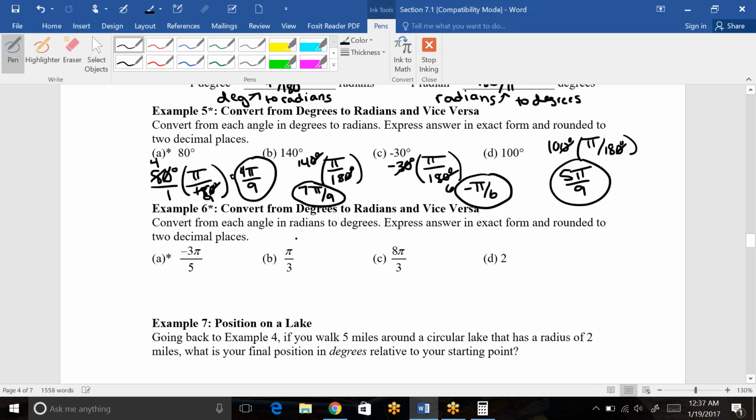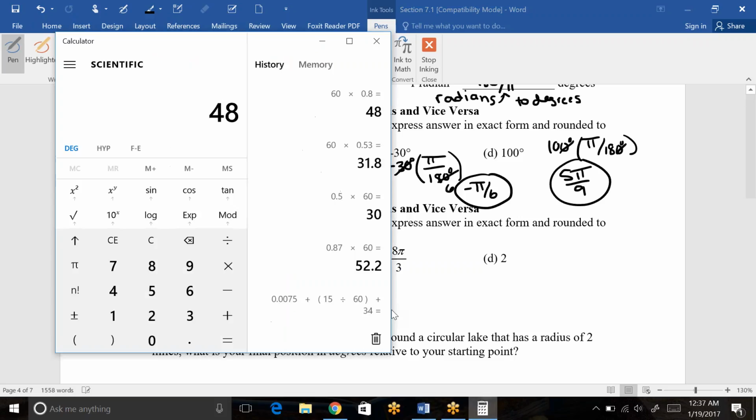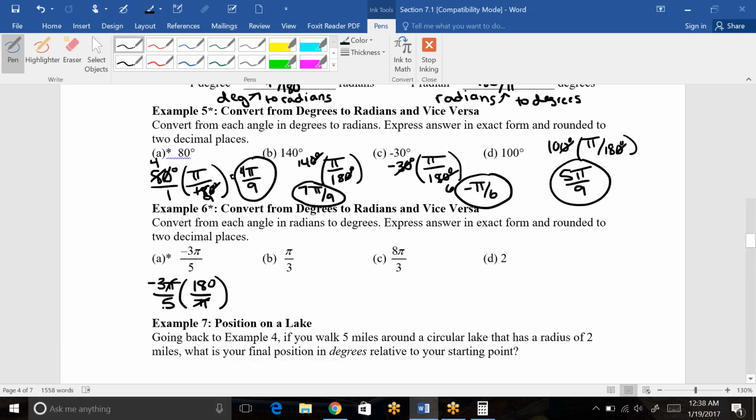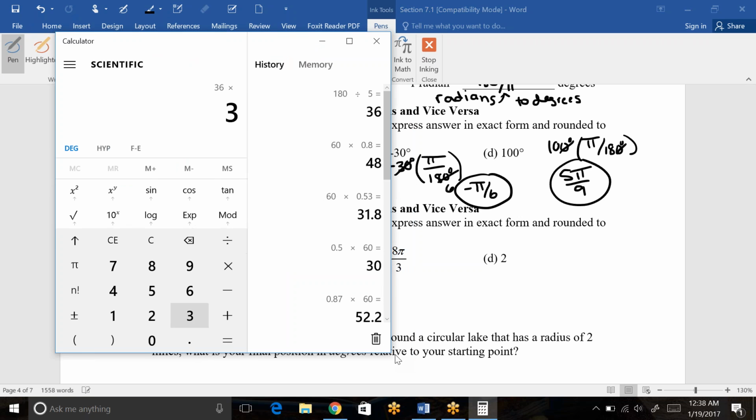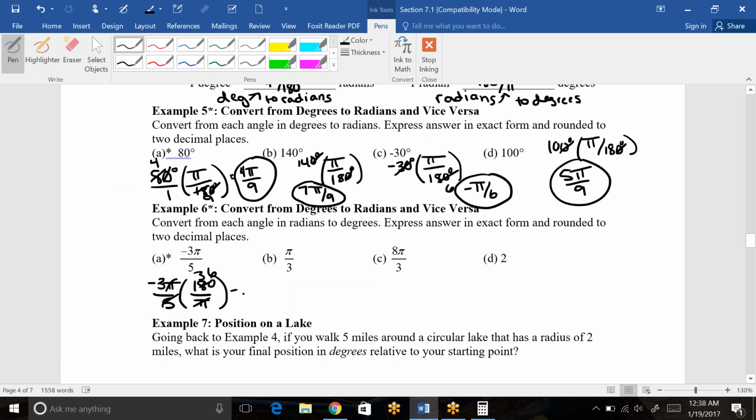Okay, then converting these from radians to degrees now. So remember, if you're going from radians to degrees, you want the pi's to cancel out. So your pi needs to be in the denominator. That's how I always remembered it in school. So I would want this pi to cancel out with this one. And then I asked, does 5 go into 180? It does. Let's see how many times equally that would go. 36 times. So then I would need to multiply 36 by the negative 3, which is going to be a negative 108 degrees.